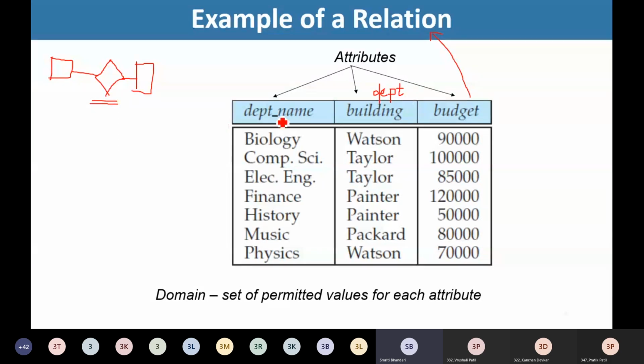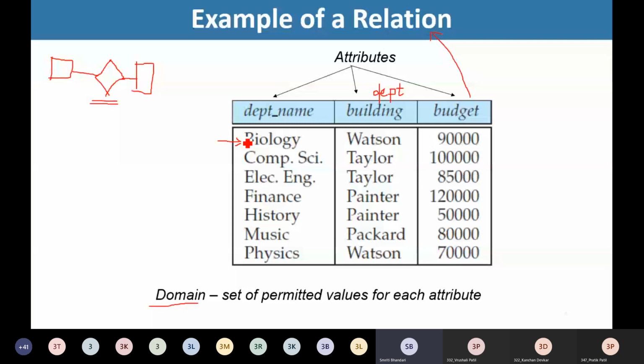Correct? Now, every attribute is associated with a certain domain. So what do we mean by domain? The set of permitted values for each attribute is known as the domain. So whatever values are depicted here for these attributes belong to the respective domains.